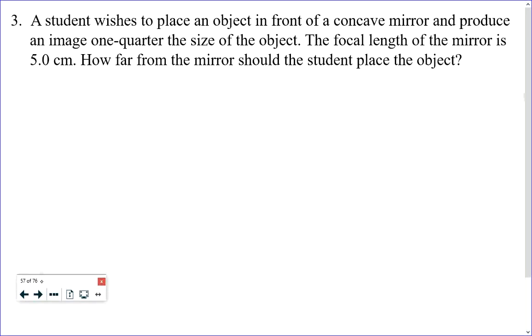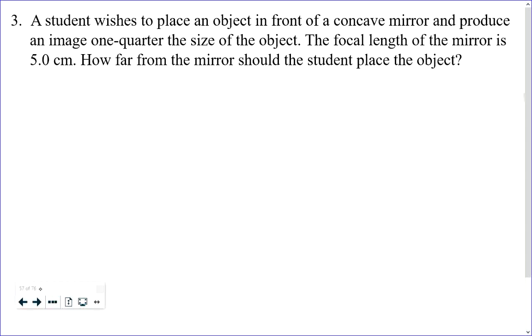Let's try a couple more complicated questions. A student wants to place an object in front of a concave mirror, and we want the image to be 1/4 the size of the object. Okay.